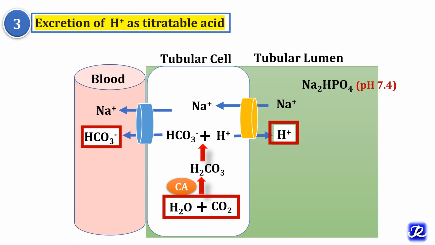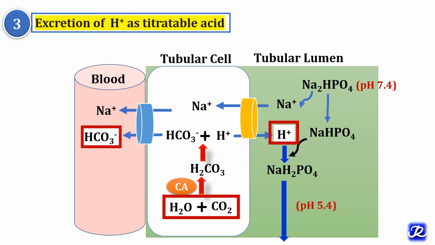The basic phosphate, that is disodium hydrogen phosphate, dissociates to form sodium and sodium hydrogen phosphate. So this accepts hydrogen ion to form sodium dihydrogen phosphate, which is acid phosphate, and this process of acidification starts in proximal tubule and continues up to distal tubule, and the maximum limit of acidification is pH 4.5. So the excretion of hydrogen ion as titratable acid is coupled with net gain of bicarbonate ions.